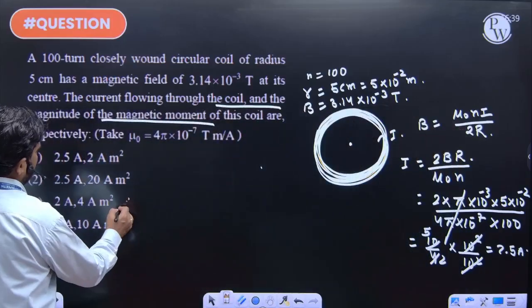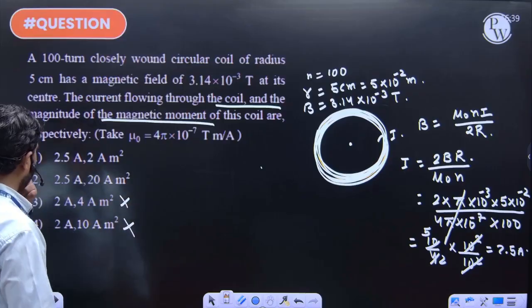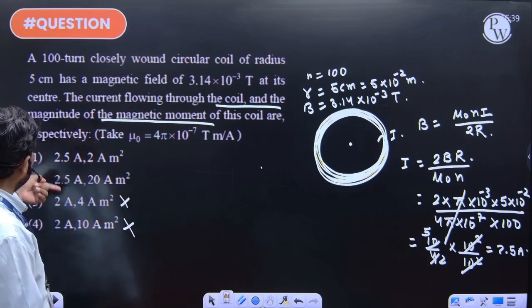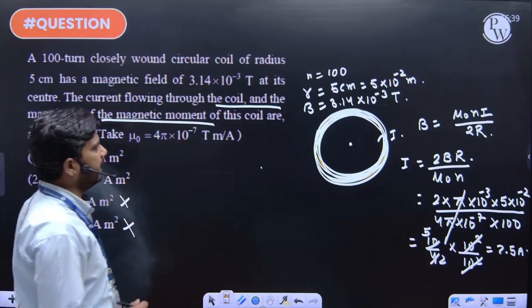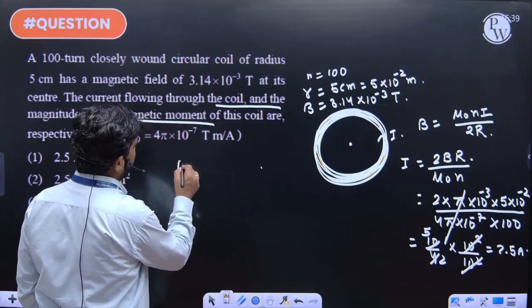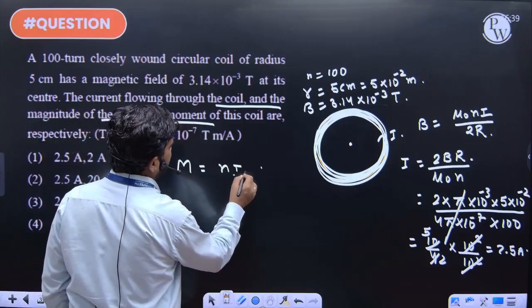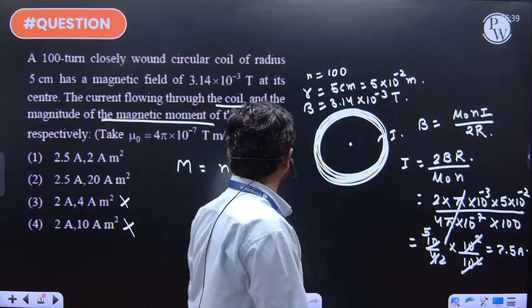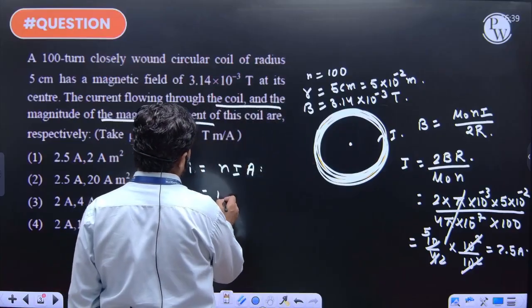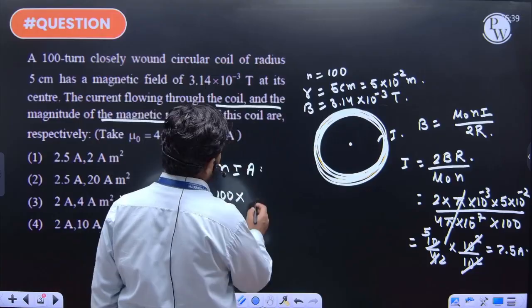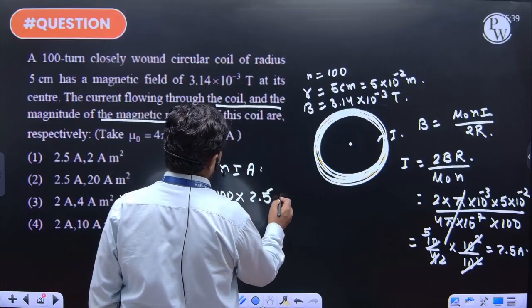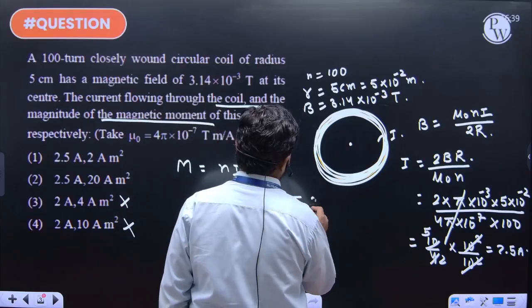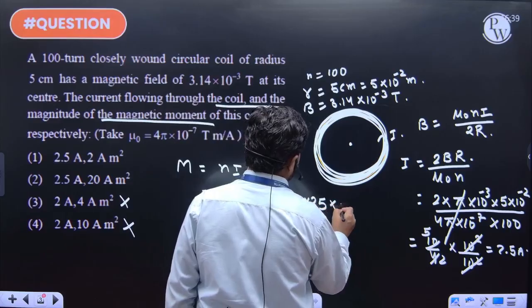So two options you can easily neglect, the 2 ampere ones. So the answer is 2.5 ampere, and out of options 1 and 2, one option is correct. Now we have to find out the magnetic moment. Magnetic moment is given by NIA. So what is the value of N here? 100. Current is 2.5. Area is pi r square, pi into r square, that is 25 into 10 to the power minus 4.